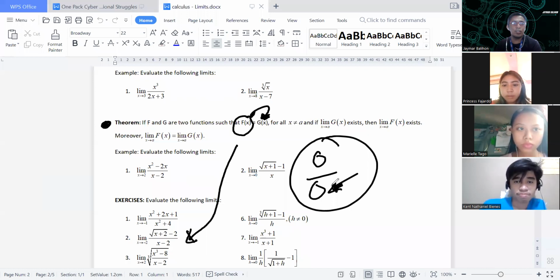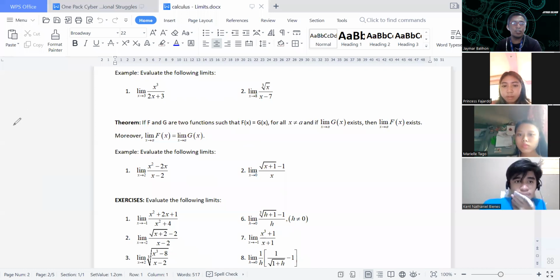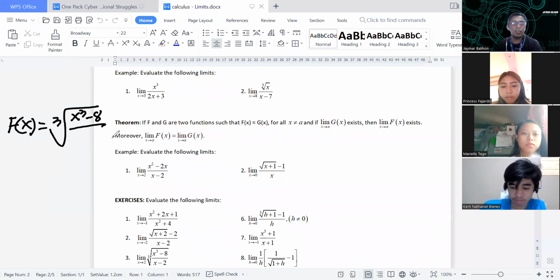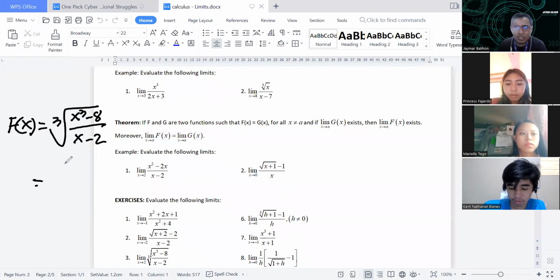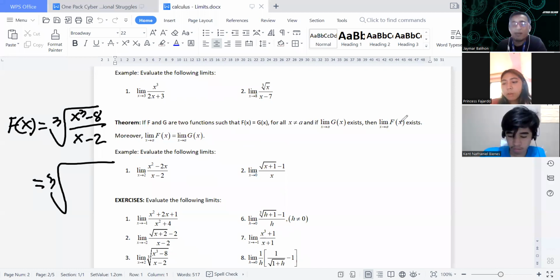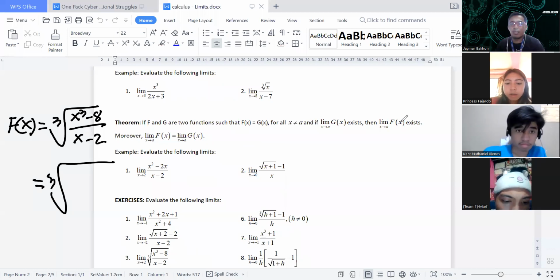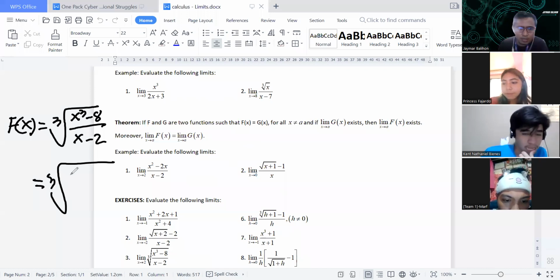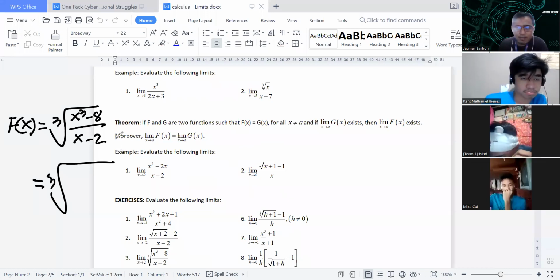Just like here, if you consider f of x to be the given function, the cube root of x cubed minus 8 over x minus 2. This function can be reduced. Do you agree with me? Do you have any suggestion on how to reduce this? Anyone who can help me? Factor, sir. You can factor out the numerator. Very good. The problem, sir, is that there is a cube.